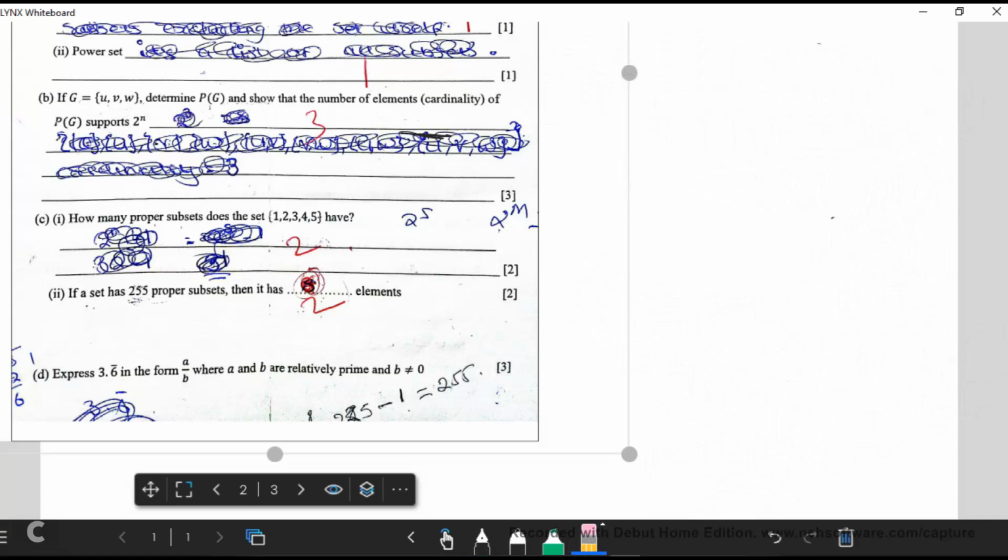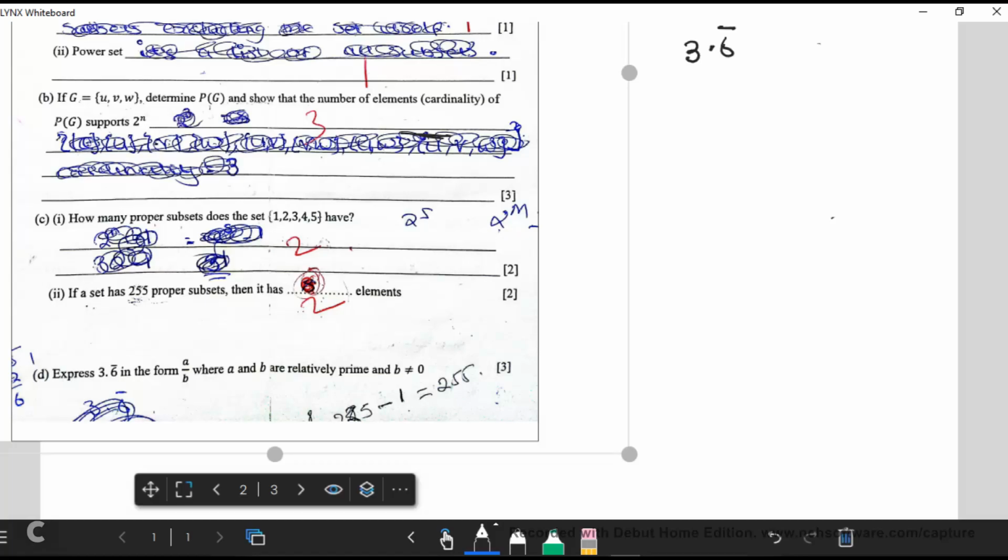So how about question 2D? They're saying express 3.6 in the form of A over B, where A and B are relatively prime and B must not be equal to 0. So what kind of things have you been given? You have been given 3.6 repeating, right? They want this in the fraction form, which is in the form of A over B.